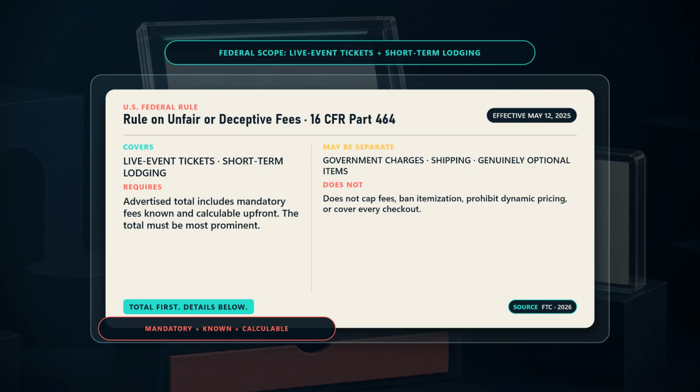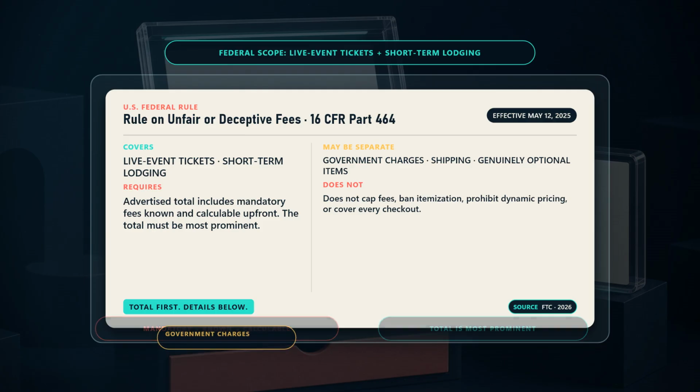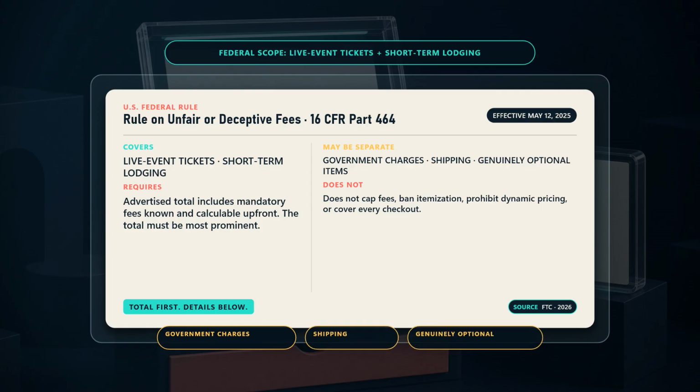In those two categories, when a business advertises a price, it must lead with the total including mandatory fees it knows about and can calculate upfront. That total must be more prominent than other pricing information. Government charges, shipping, and genuinely optional goods or services may be excluded from the first total, but excluded charges and the final payment amount must be disclosed before the customer agrees to pay.